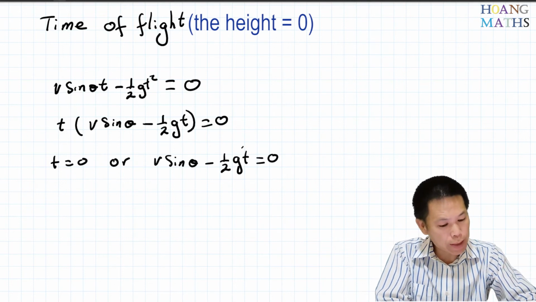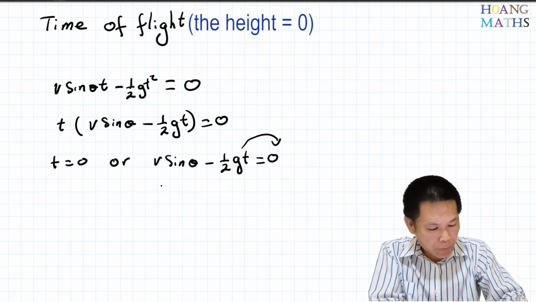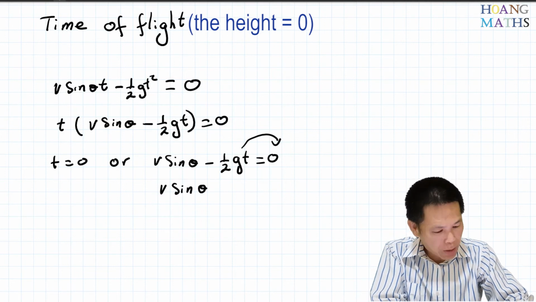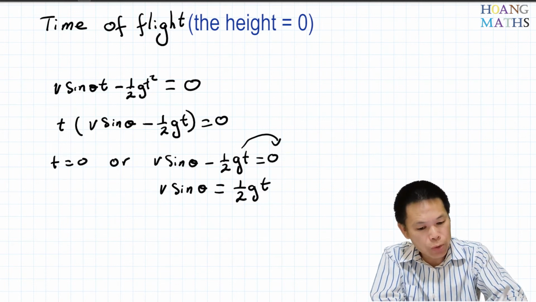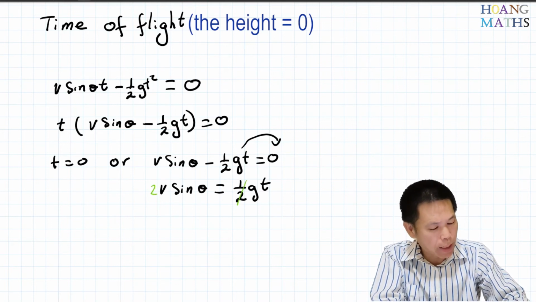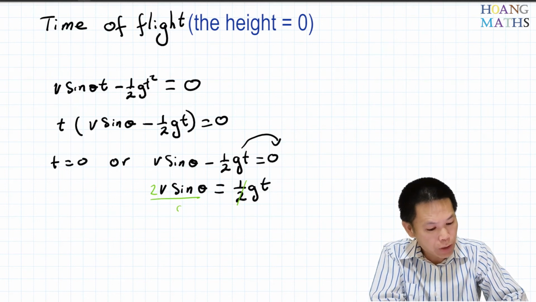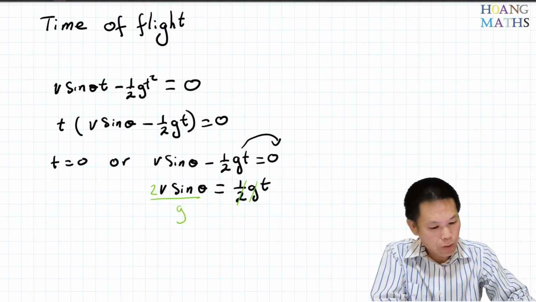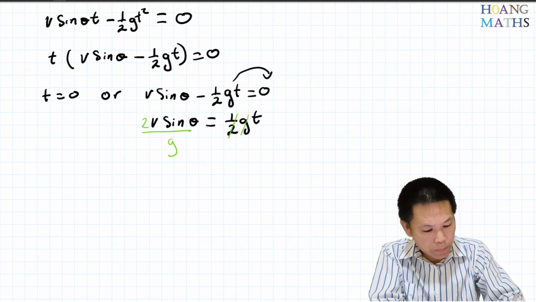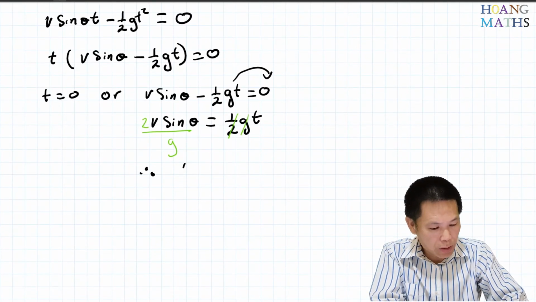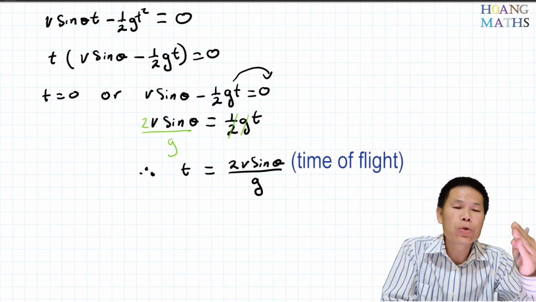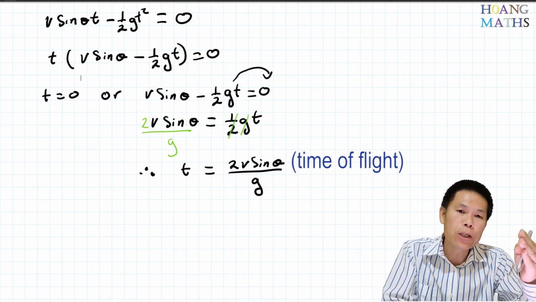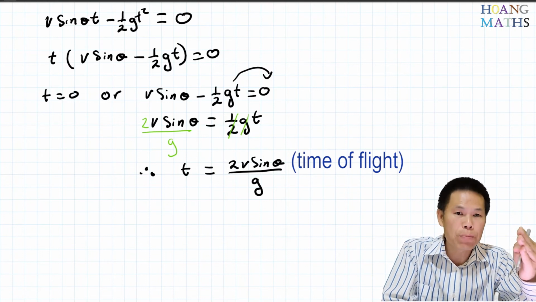So I move this to this side. That is v sin theta equal to a half g t. So I just times by 2, so this 2 cancels out, and I divide by g, that cancels out. Therefore, t must equal 2v sin theta over g. So 2v sin theta over g is the time of flight for the particle.